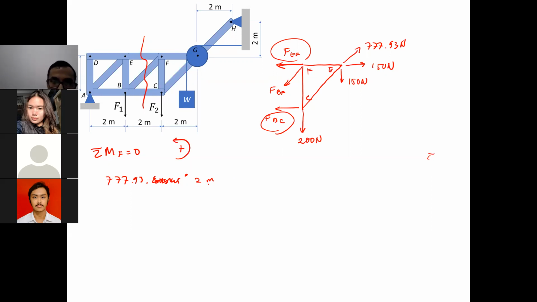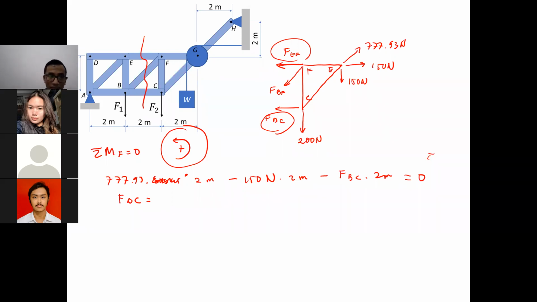So this one will be minus 50 Newton multiplied by 2 meters, because counterclockwise is positive. What else? 200 meter here will be 0, no moment component as well. So we are left with FBC. FBC will be minus or plus? Minus, because counterclockwise is positive. So minus FBC multiplied by 2 meters equal to 0. Would you mind calculating it for me? What is the value of FBC?